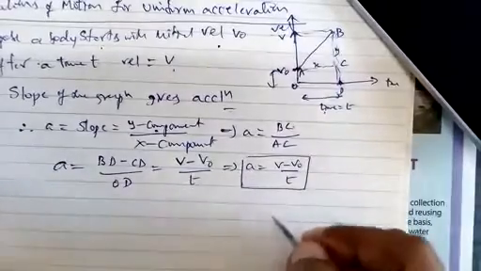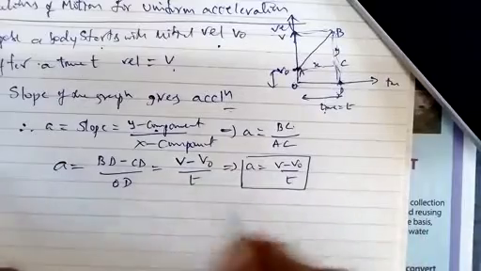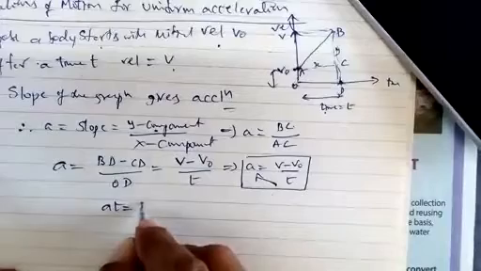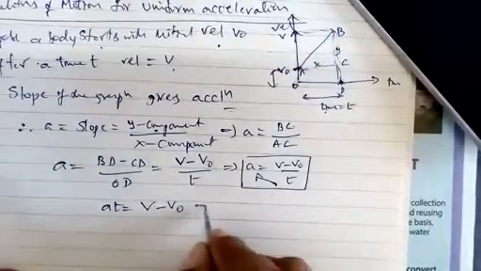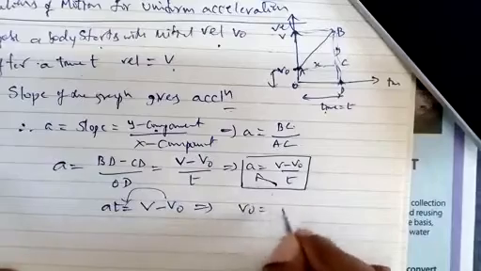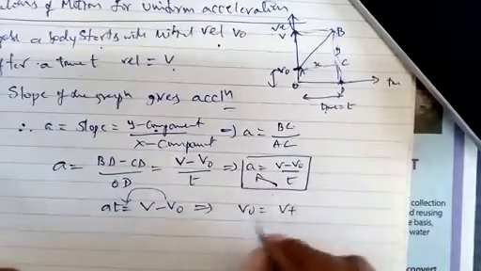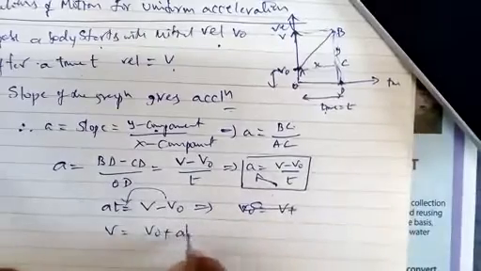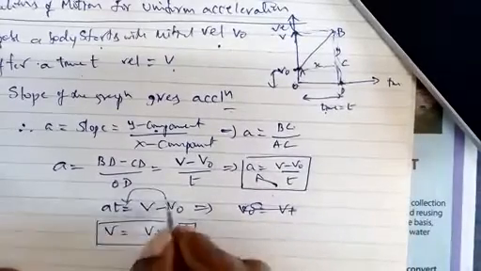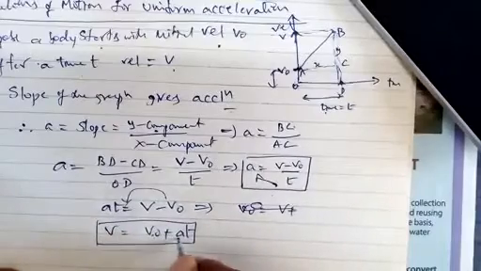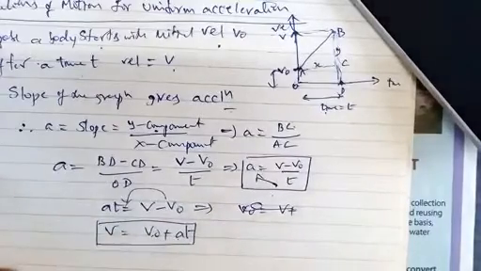Remember this formula. From this, take a cross multiplication. See, aT is equal to V minus V0. I will take V0 to this side, so V is equal to V0 plus aT. This is the formula. When V0 goes to this side, it becomes plus. So V equals V0 plus aT. This is your first equation.